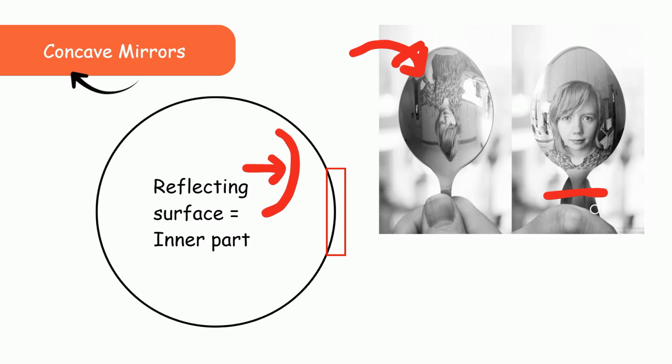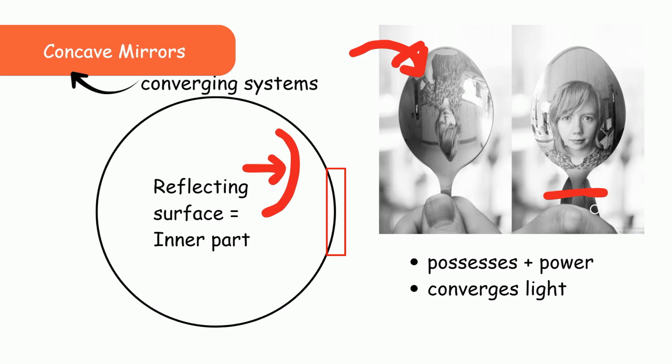And then concave mirrors is actually converging systems. If ang ato concave lenses are diverging, ang concave nato is the opposite, converging system. And then since it is a converging system, it possesses the plus power and converges light.